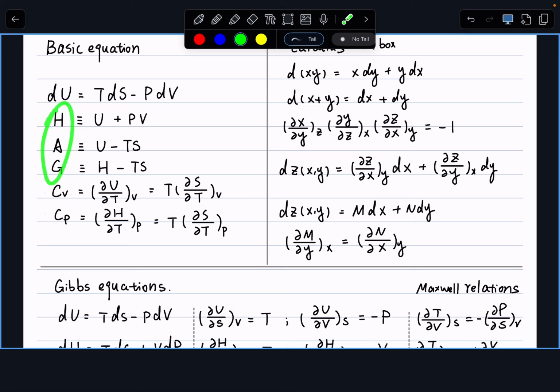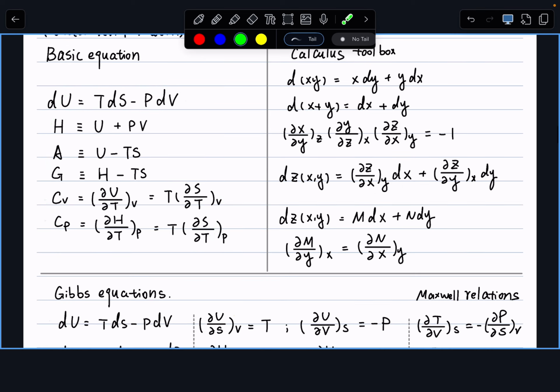And then we define our enthalpy, Helmholtz free energy, and Gibbs free energy, based on our internal energy plus PV, or internal energy minus TS, or enthalpy minus TS. We also have definitions of your heat capacities, constant volume heat capacity or constant pressure heat capacity. And you can also rewrite this into the dS over dT version, or the dS over dT at constant pressure version. Right, so these are the basic equations.